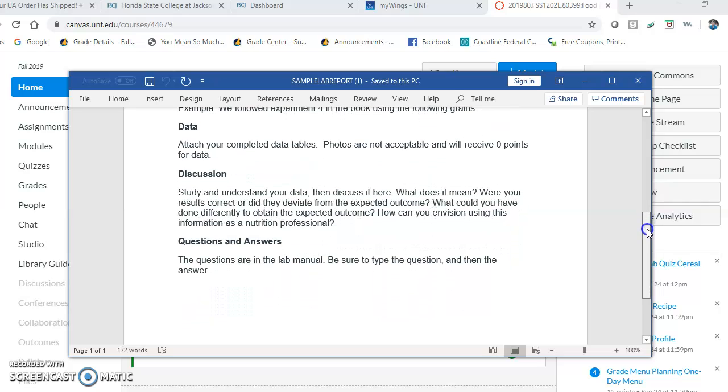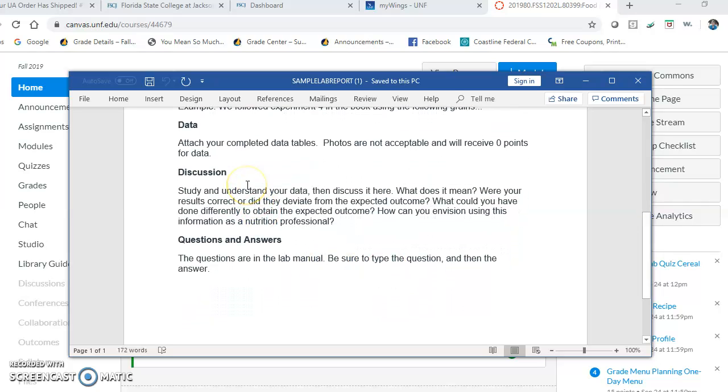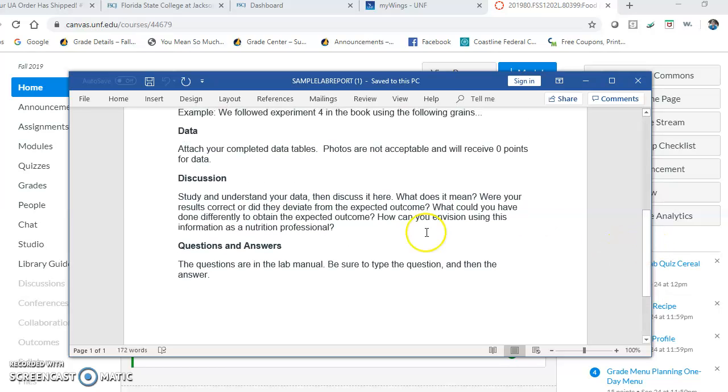Then you have the discussion, and last, the question and answers. So on the discussion, it flows from your data tables. Look at your data tables first, and you're going to tell me what that data means. And you're going to discuss it in the discussion section.